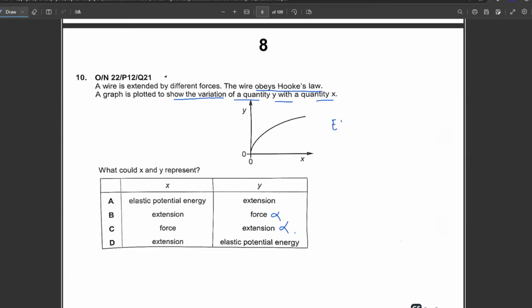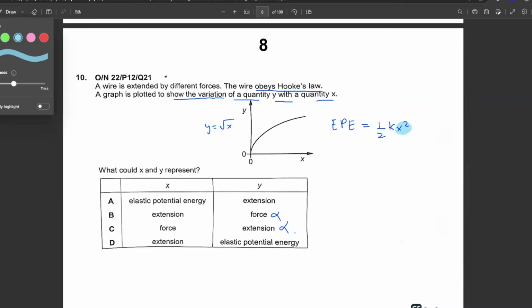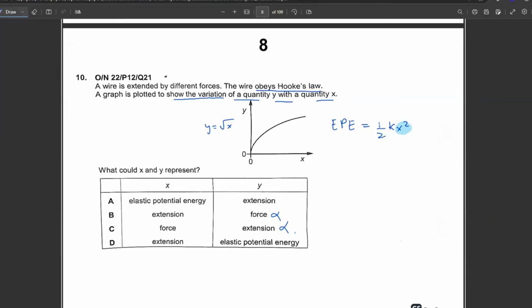So let's write down the formula of elastic potential energy, 1 upon 2 kx square. Perfect. And this looks like a graph of what? This looks like a graph of y is equal to under root x. Let's say I make extension the subject here. Let me change the color of the highlighter. 2 into elastic potential energy divided by k is equal to your extension square.